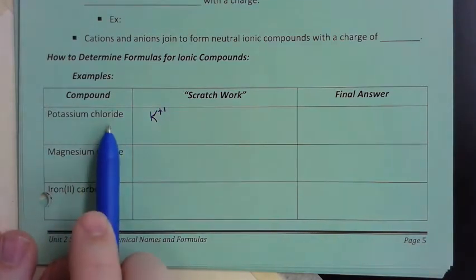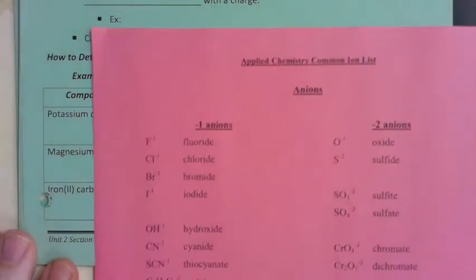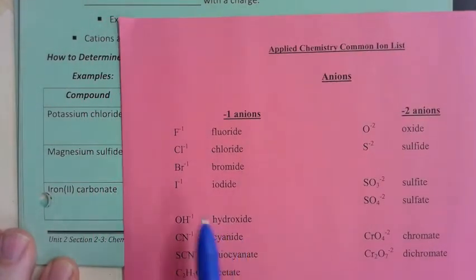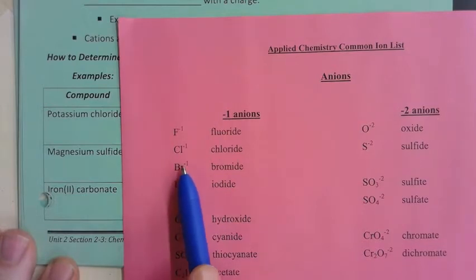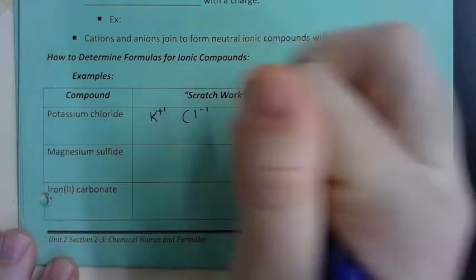And remember, that's a negative ion or an anion, so I want to go to the other side, find my negative ion, which is chloride, and that is Cl with a -1 charge. So we have Cl, a -1 charge.